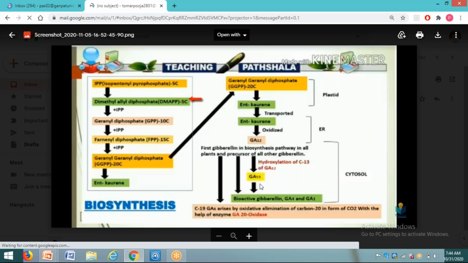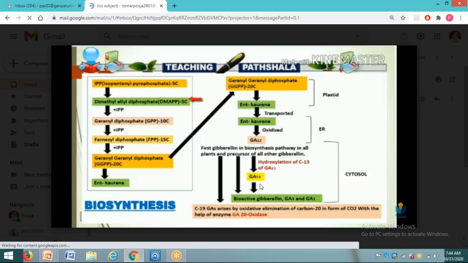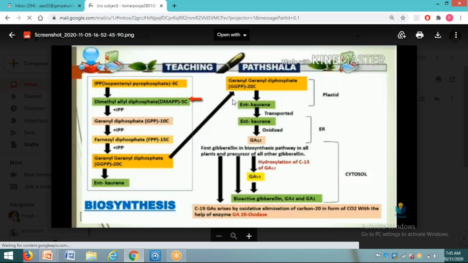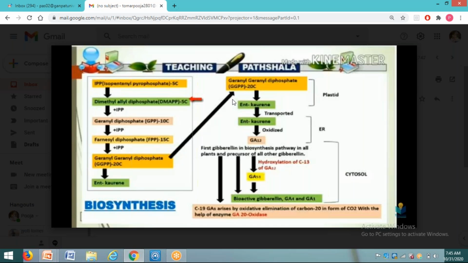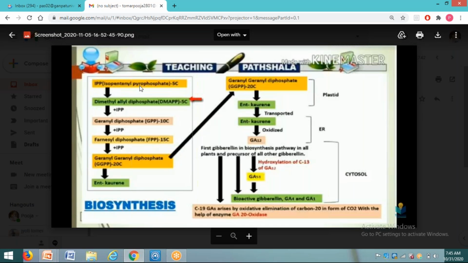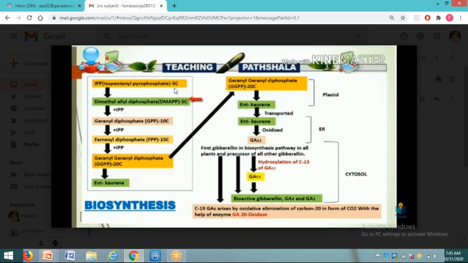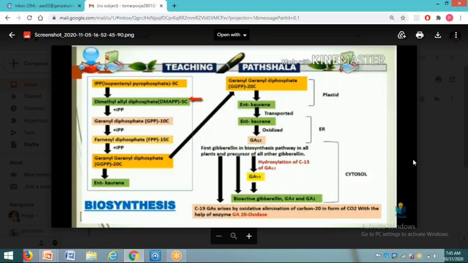Yes, I think the screen is visible to all the participants. So this is the full pathway. We are going to discuss the pathway step by step. मैंने बहुत सारी साइट से देखा तो after discovery ये जो स्लाइड थी, this image is the best. इसमें इसका synthesis pathway best explain है. Firstly, the precursor is IPP, isopentenyl pyrophosphate, that is a 5 carbon compound. The biosynthesis occurs in 3 stages: plastids, endoplasmic reticulum and cytosol.